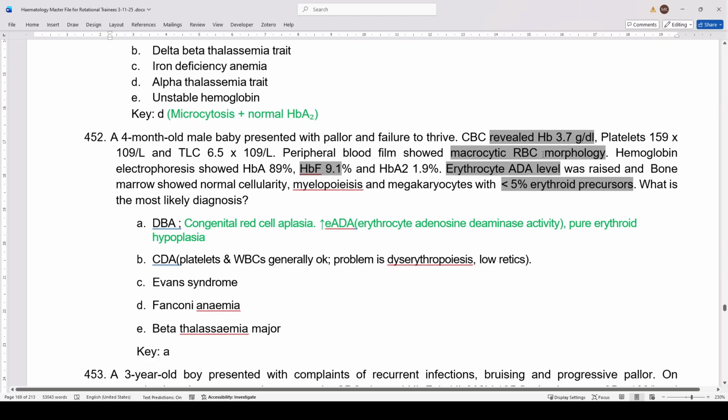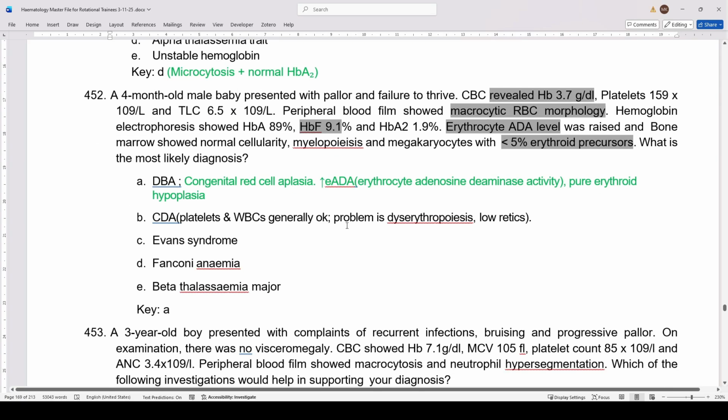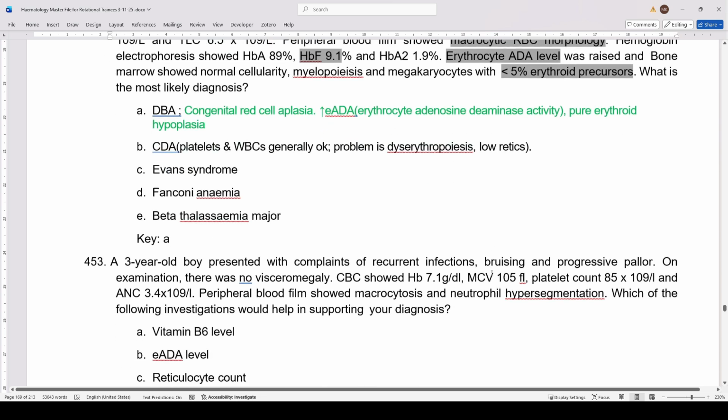In CDA, we don't do this erythrocyte ADA test, and that is normal in case of CDA, okay. And in case of CDA, there is just ineffective erythropoiesis, and the bone marrow is normal. There is no hypoplasia in that.